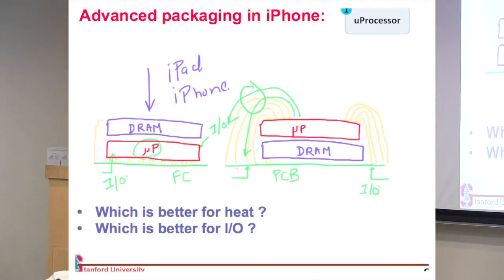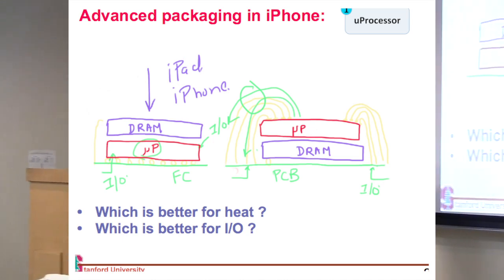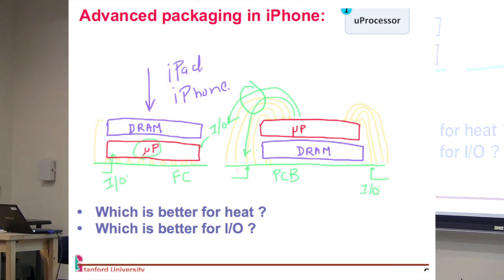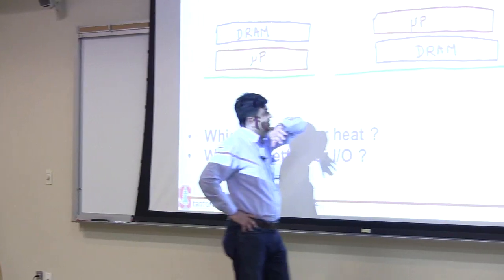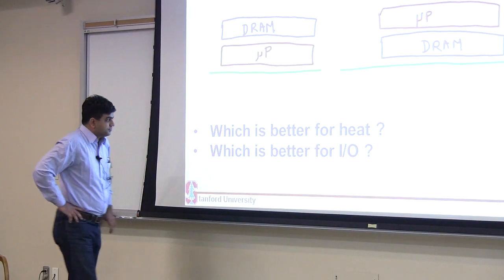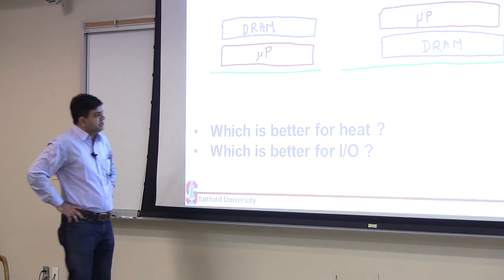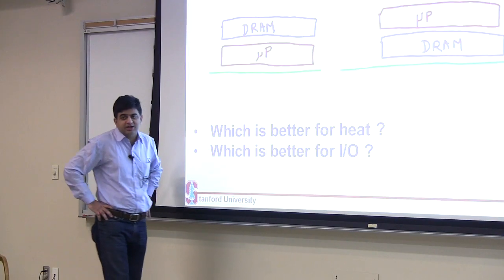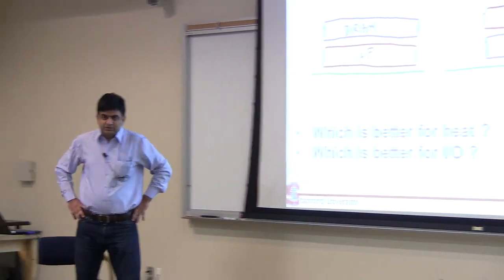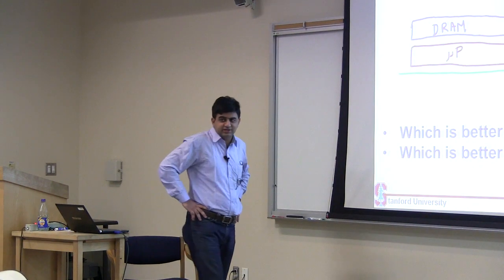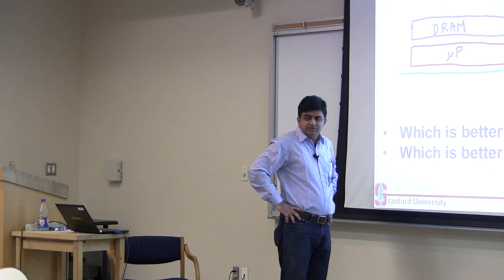So you could place these two chips in two different ways. There are essentially two chips, so you can either place the DRAM on the top, or you place the microprocessor on the top. So there's one implementation. Which of these implementations is better from a thermal management perspective? Okay, and the reason being?